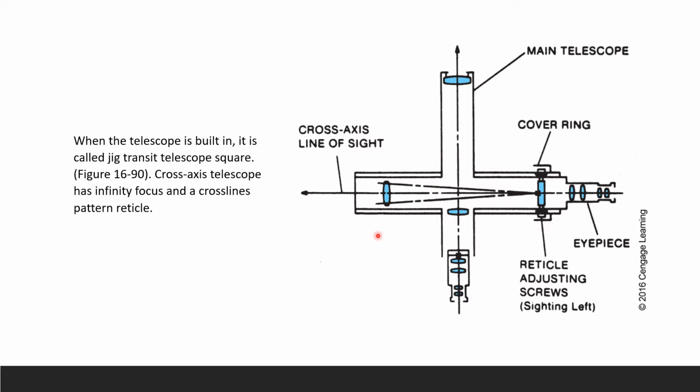Okay, and so here, this is just an exaggerated picture. So when a telescope is built, right, it's called a JIG Transit telescope square. So when we talk about telescope, don't think about a big telescope to look at the stars and planets, alright? That's also a part of it. We're talking about the metrology telescope that we use here in the world, okay? So it's called the JIG Transit telescope square.